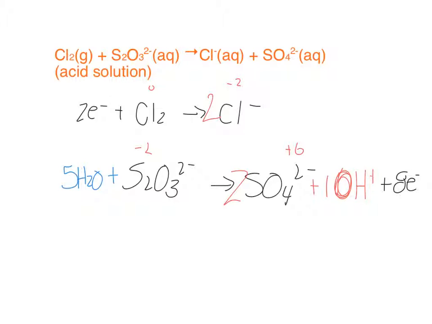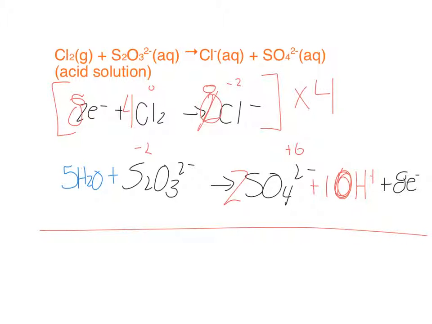All right. Sixth step is to multiply by a coefficient to get the number of electrons to be the same. So I'm going to multiply my first reaction by 4 to get 8 electrons. All right, so 8 electrons. We have 4 Cl2s and 8 Cl minuses. Total that all up. There's only one thing that can cancel, and that is our electrons.